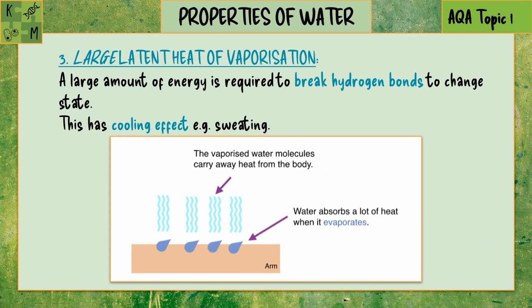Latent heat of vaporization is the amount of energy required for a substance to change state. In the case of water, this amount of energy is very large in order to break the hydrogen bonds between the molecules. This means that water has a cooling effect as it changes state, and we can see this in sweating and also in transpiration of plants.